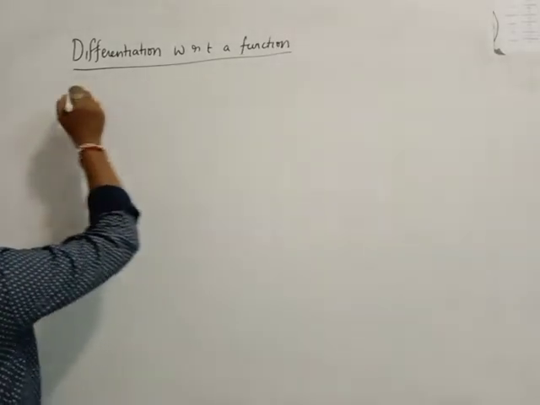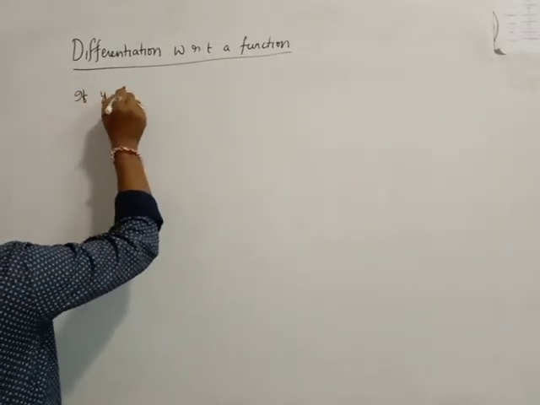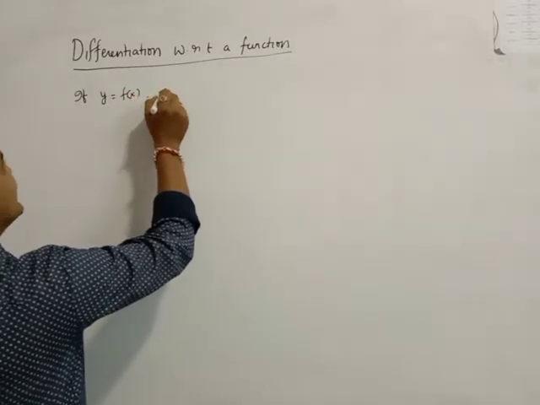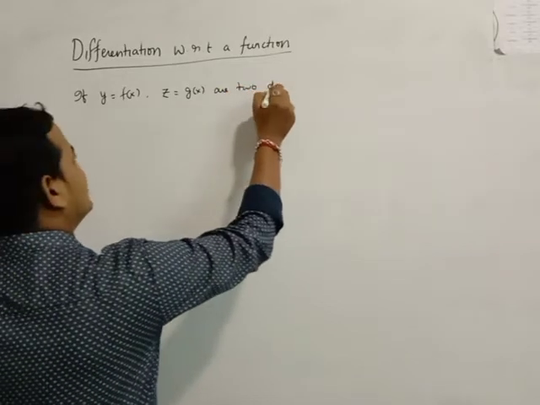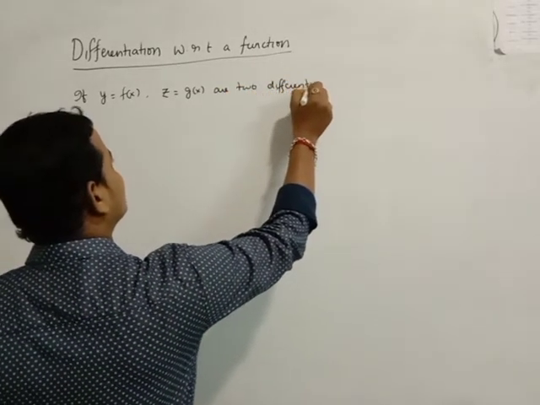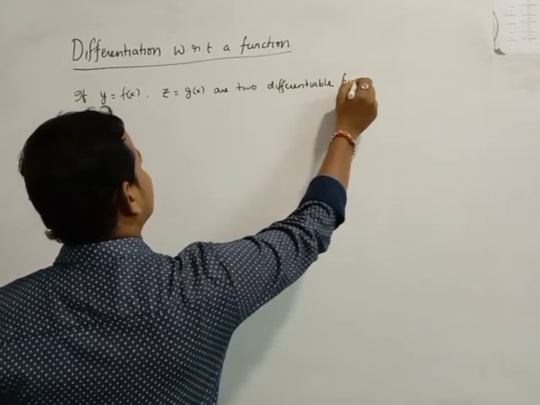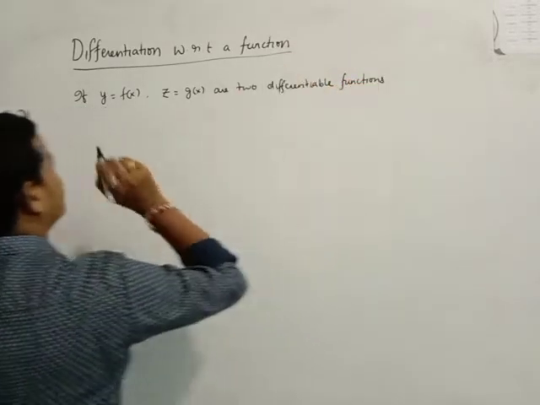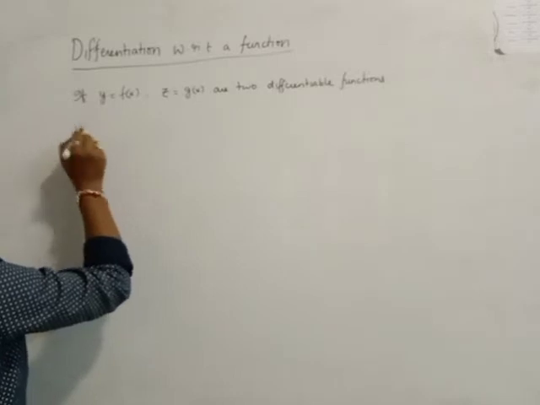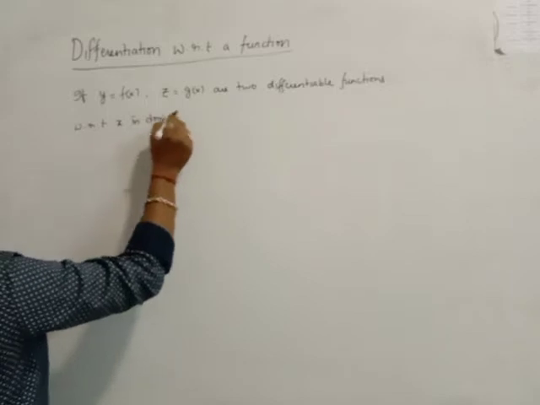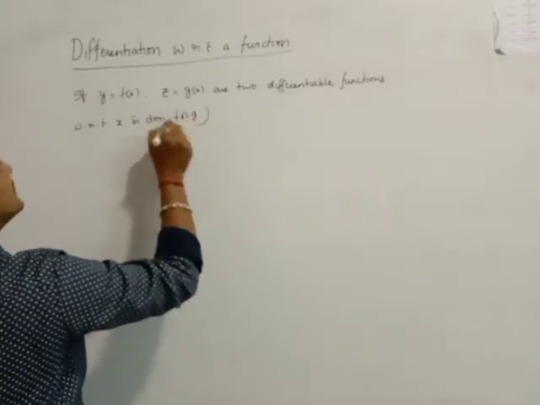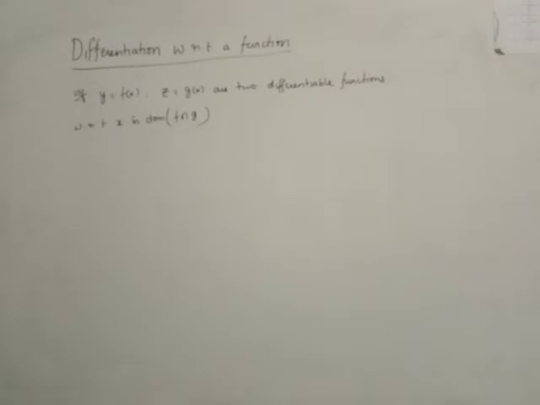See, for example, if y is equal to f of x, comma z is equal to g of x, are two differentiable functions with respect to x in the domain of f intersection g. They will write: y is equal to f of x and z is equal to g of x are two differentiable functions with respect to x. Okay.